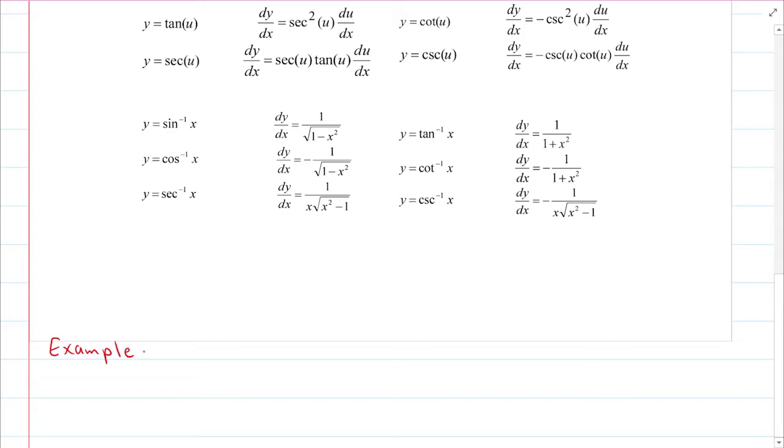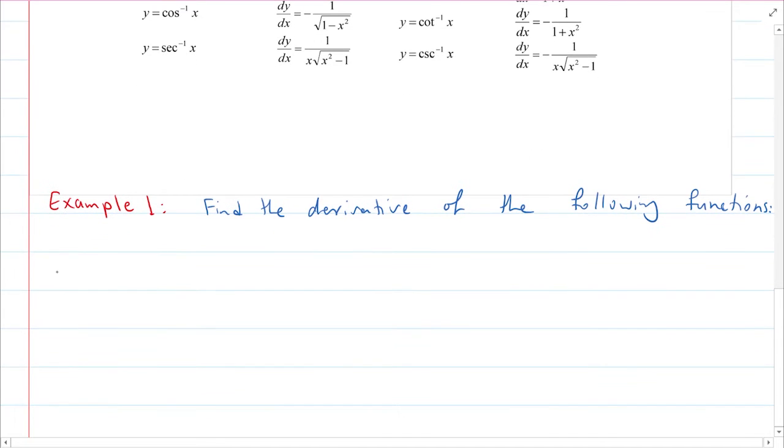Example 1. We want to find the derivative of the following functions. So in part A, we find the derivative of x times 10 to the power of x.